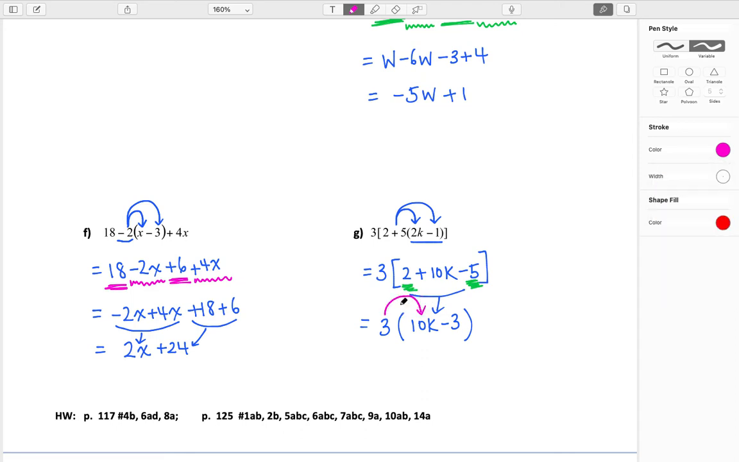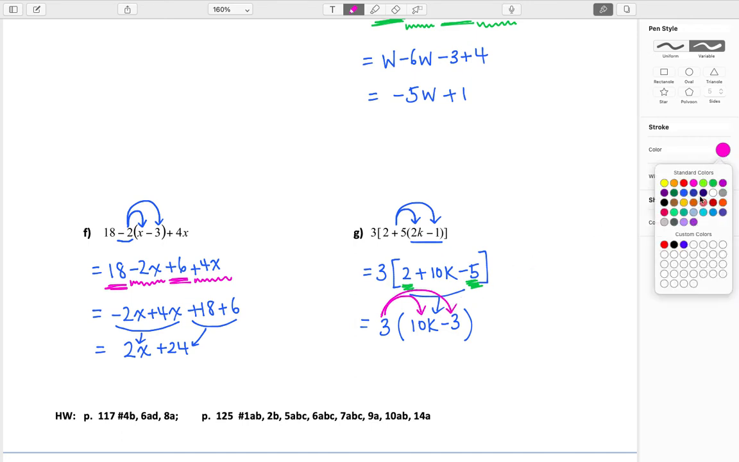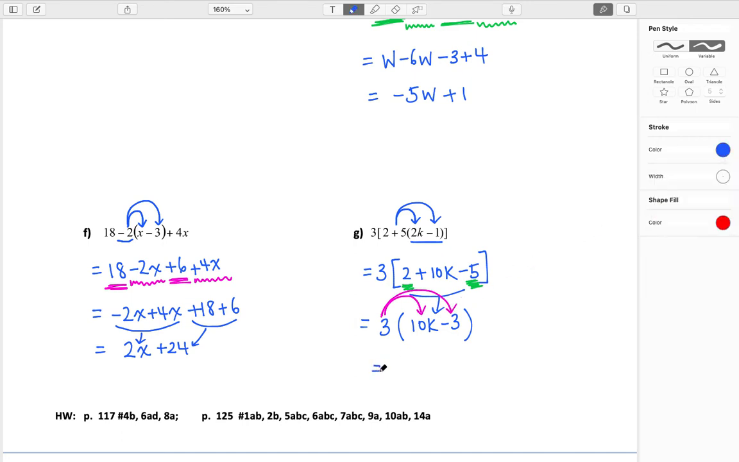3 is in front of this bracket. So 3 times 10x and 3 times negative 3. So 3 times 10x is 30x. And 3 times negative 3 is negative 9. And that's your final answer. Okay, so please remember that you have to do BEDMAS. So do inside the bracket first, the innermost bracket, and then extend it out.